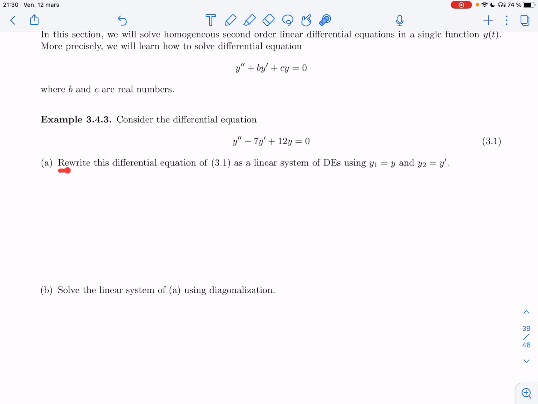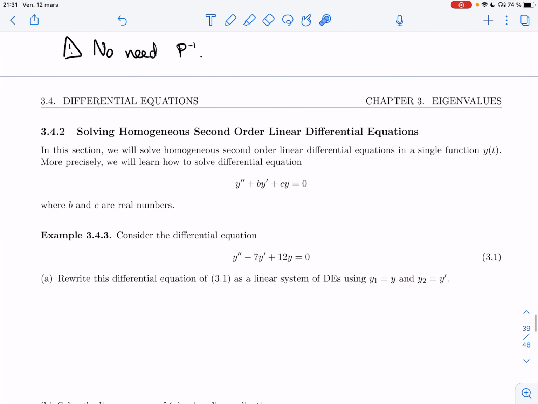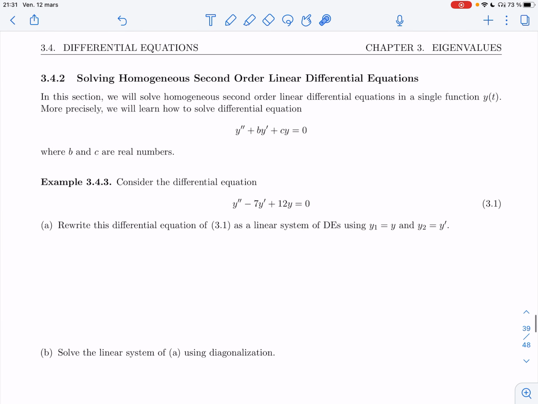So the first thing you should do is rewrite the differential equation as a linear system of differential equations, the type that we just learned how to solve. So I'm going to use y1 equals y and y2 equals y prime. This is quite clever, because my original equation depended on multiple derivatives, and I'm going to be able to rewrite it using only the first derivative. Let's see how.